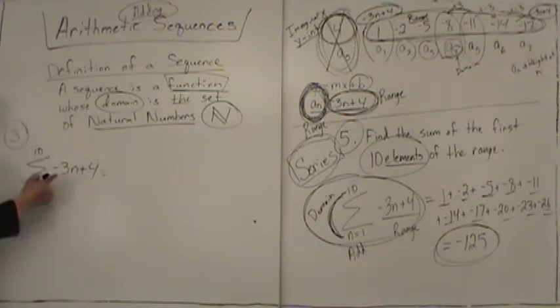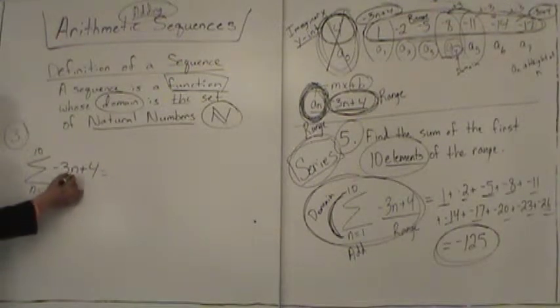Now, how do we read this? Well, we're going to put in 1. Notice this is a step ladder: 1, 2, 3, 4, 5, 6, 7, 8, 9, 10. We're going to put in 1, then 2, then 3 for n. So n equals 1; we're going to put in 1 for n.